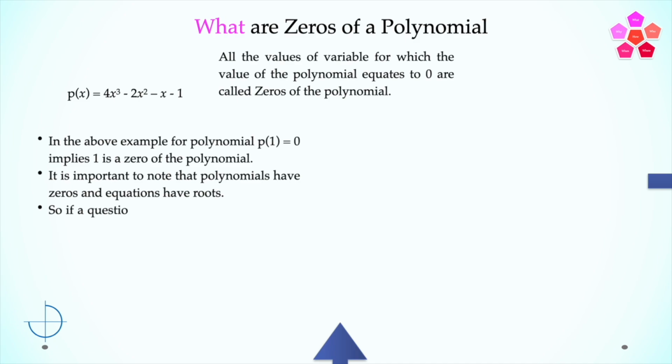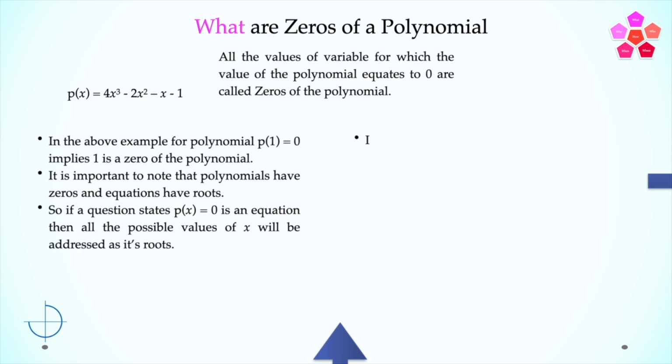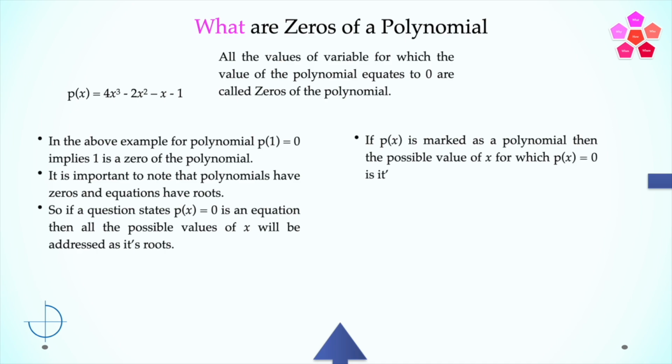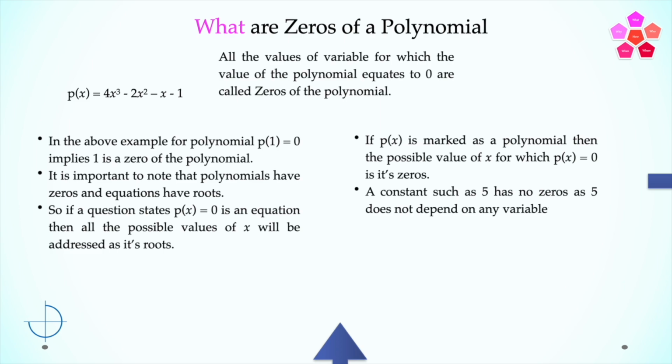So if a question states P of x is equal to 0 is an equation, then all the possible values of x will be addressed as its roots. If P of x is marked as a polynomial, then the possible value of x for which P of x is equal to 0 is its zeros. A constant such as 5 has no zeros, as 5 does not depend on any variable.